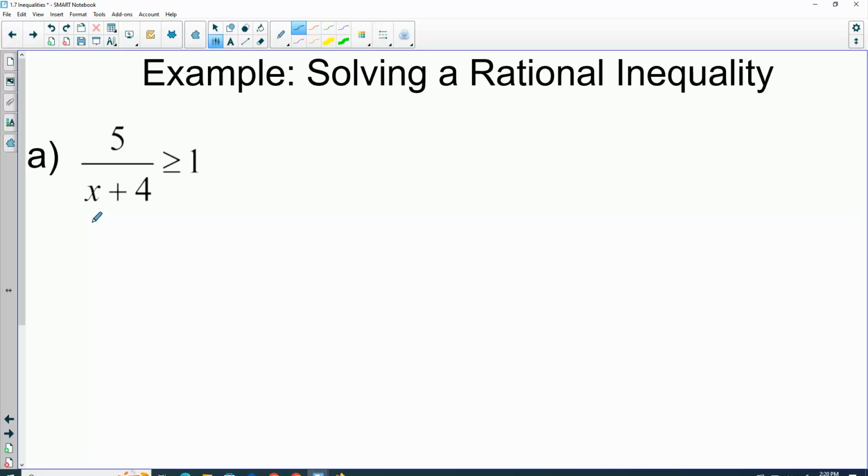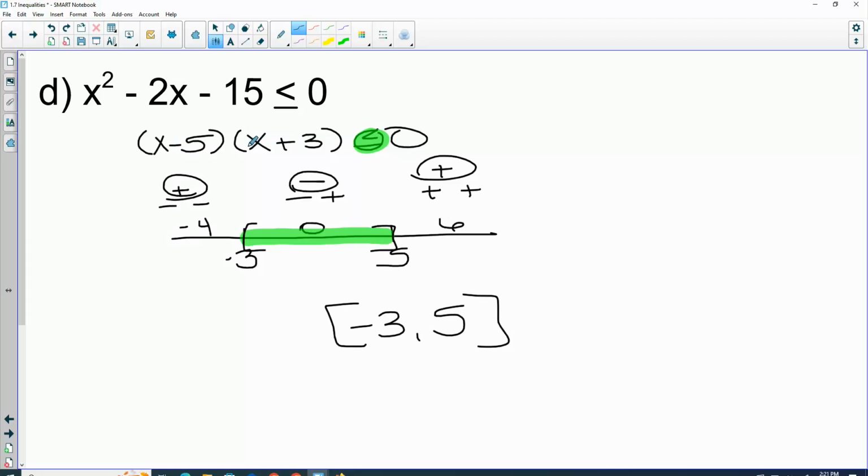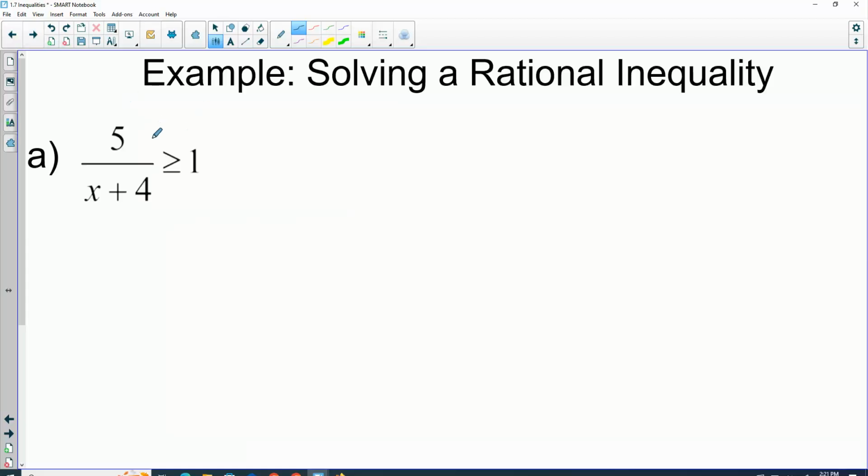What we're going to do instead is try to get a single fraction on one side and 0 on the other. So we're going to treat it kind of like these quadratics. We've had two things multiplied on one side, 0 on the other. We're trying to get it to two things divided and 0 on the other. So I'm going to subtract over my 1. This is like a 1 over 1.